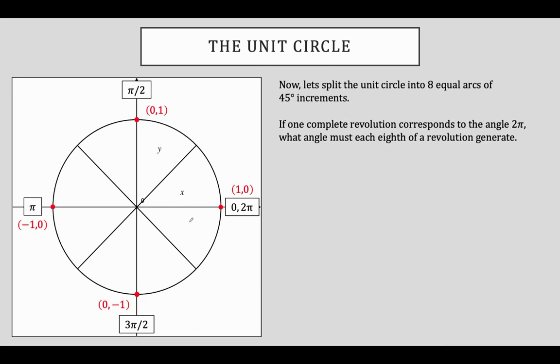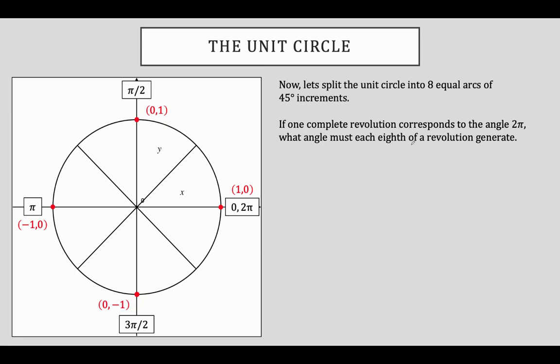Now, let's split the unit circle into 8 equal arcs of 45-degree increments. Okay, so notice I've taken each one of those quadrants and I've split it in half here, meaning that each one of these arcs is a 45-degree increment. So if 1 complete revolution corresponds to an angle of 2 pi, what angle must each 1/8 of a revolution generate?